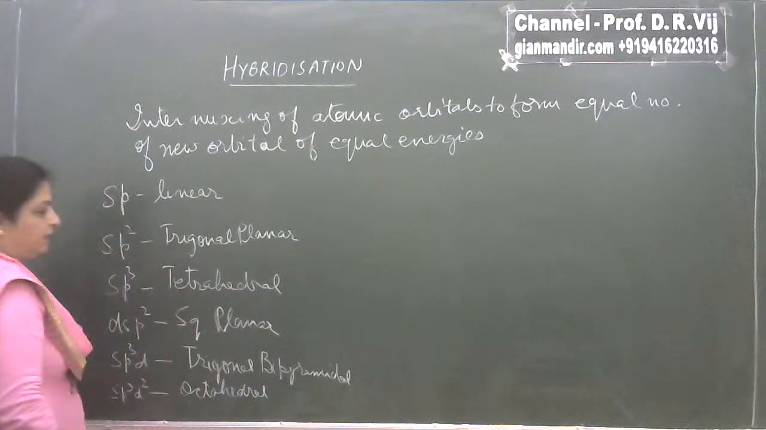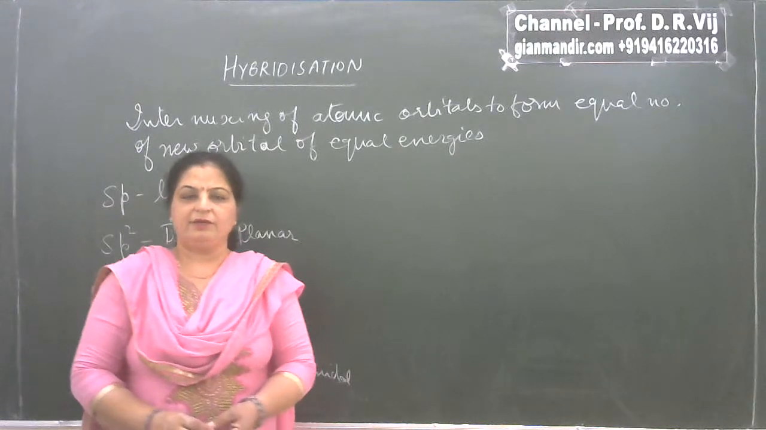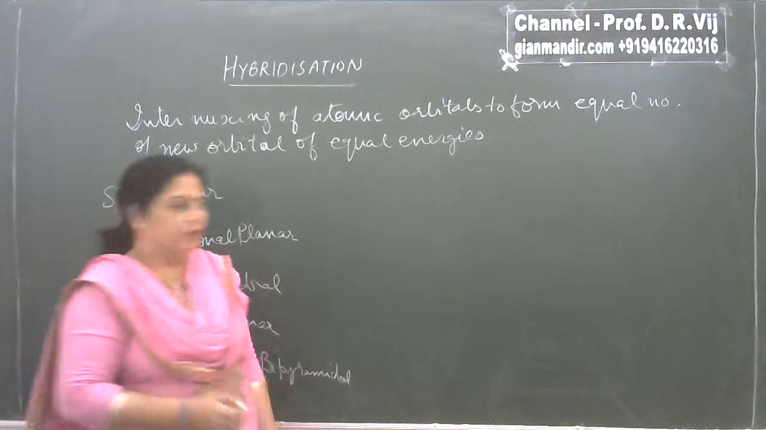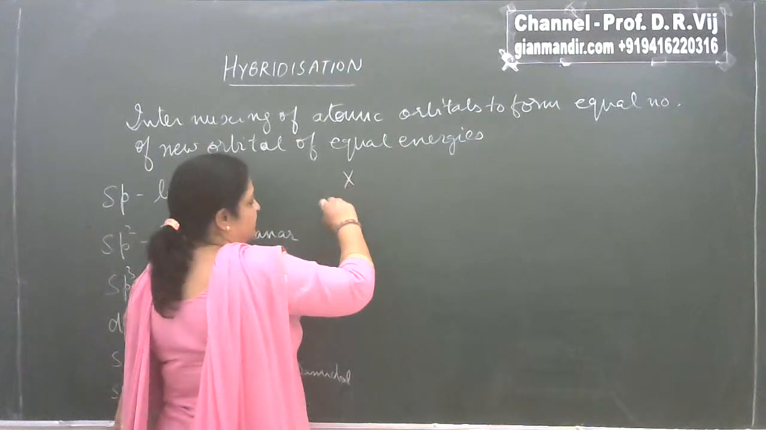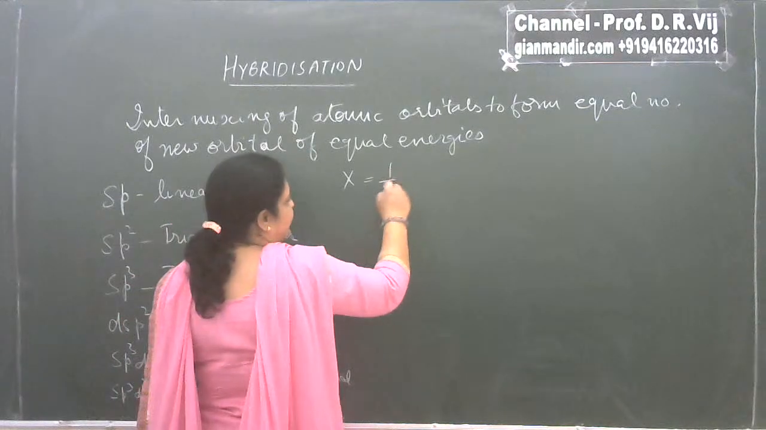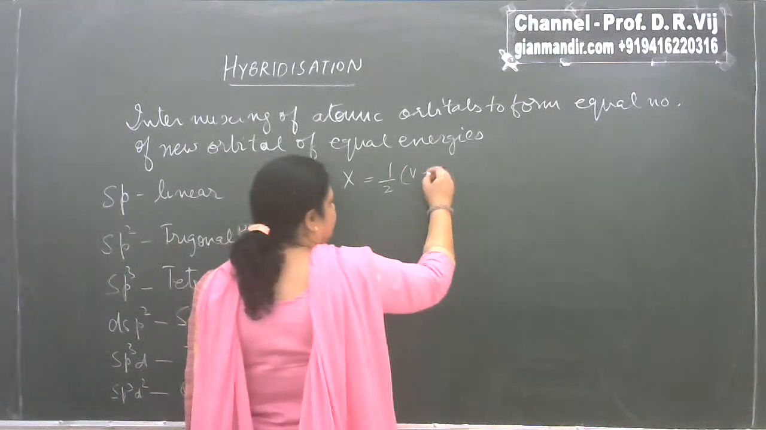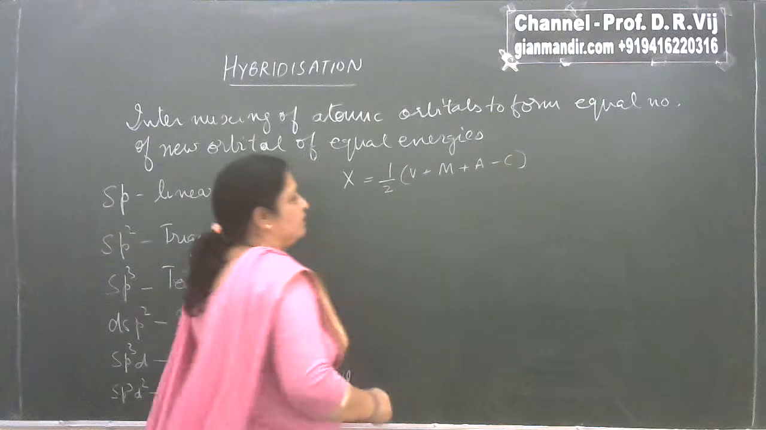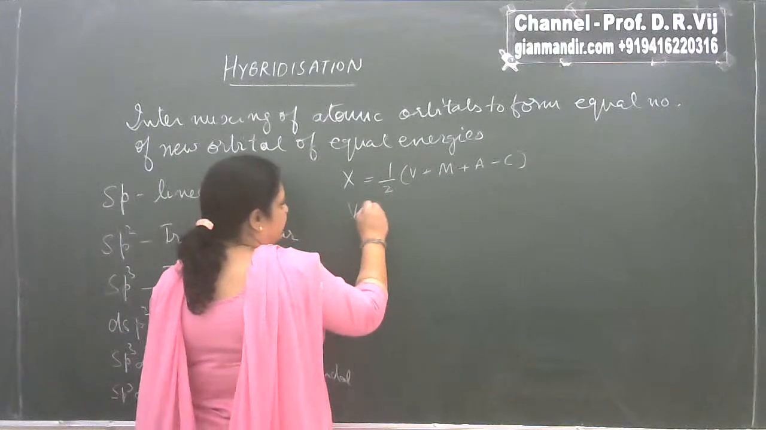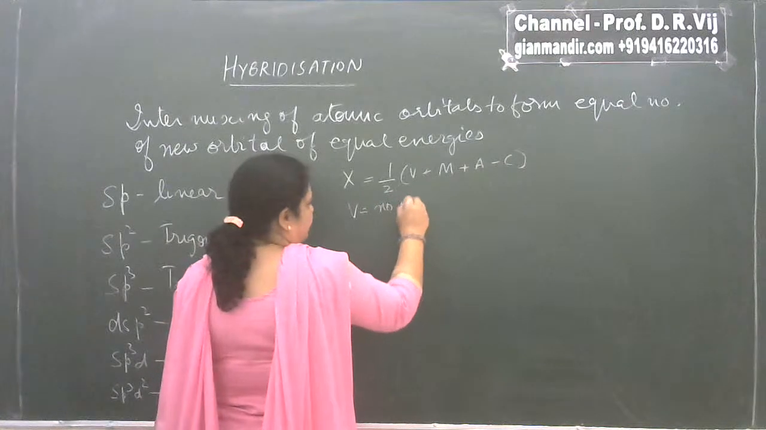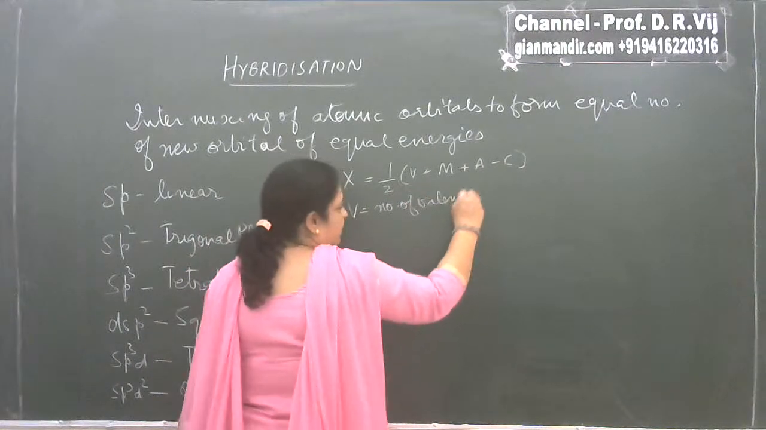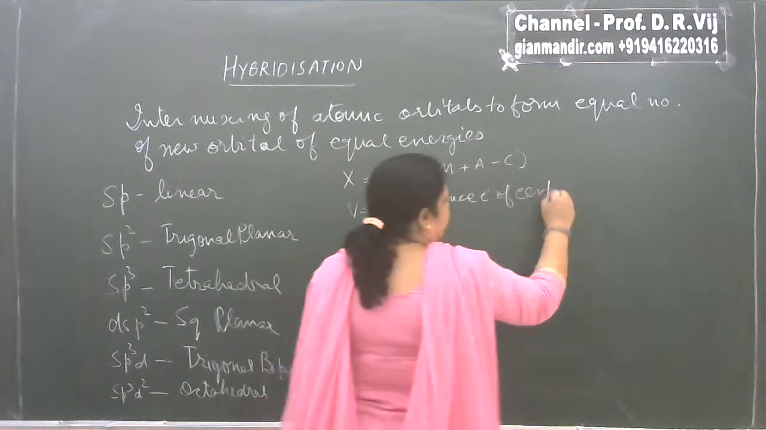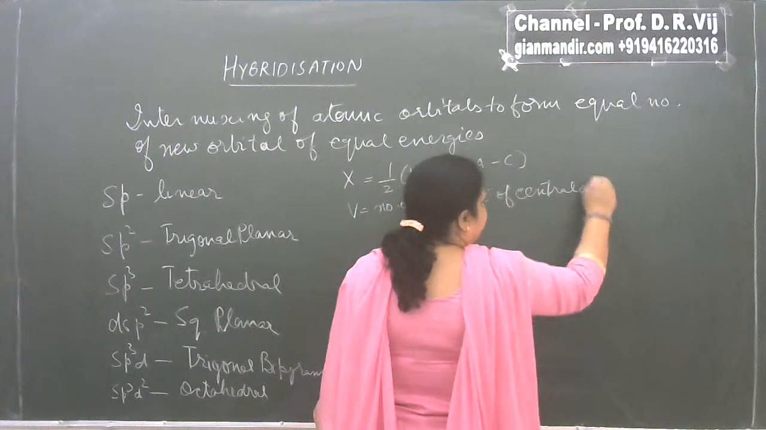So how do we find out the nature of hybridization in a particular molecule or ion? There is a very simple way. You have to find out the value of X, which is given by the relationship X = half into (V + M + A - C). Here, V is the number of valence electrons of the central atom.